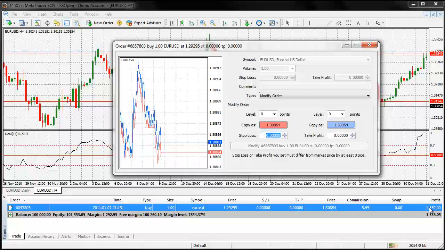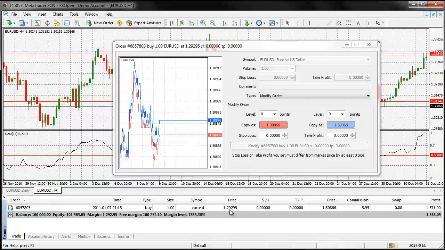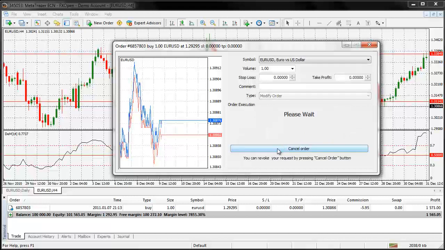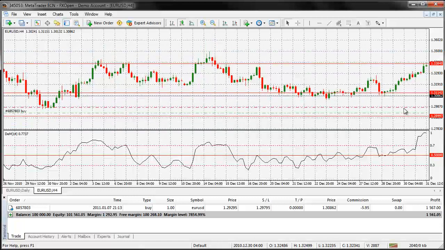And now if I want to book in 50 pips, then I can calculate 50 pips from this bottom price, or I can just add 500 to that figure. So this 2 will then turn into a 7, and that will be where my stop loss would be. 1.29795 would be my stop loss area. Click on modify, and you can now see that my trade is being booked in, and it's booked in 50 pips.